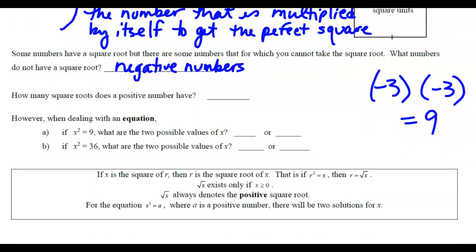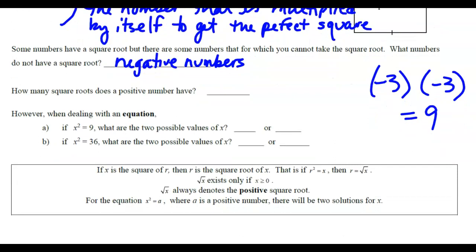So how many square roots does a positive number have? It just has 1. We'll go through situations where there's kind of 2 in a way. When you're dealing with an equation that has x squared equals 9, then there are 2 possible values of x that work there. So 3 and negative 3.